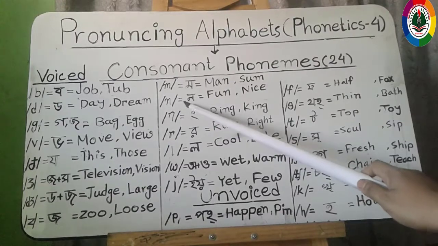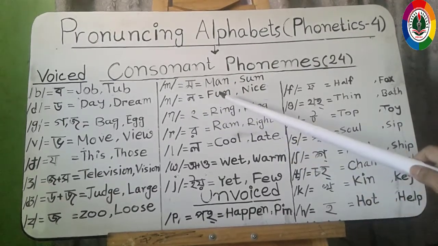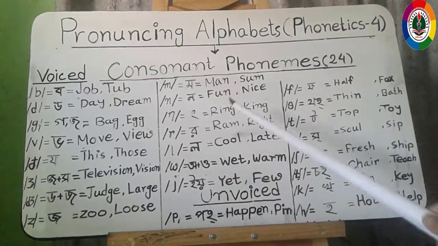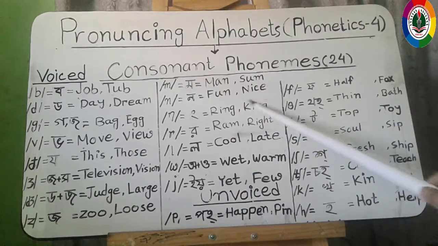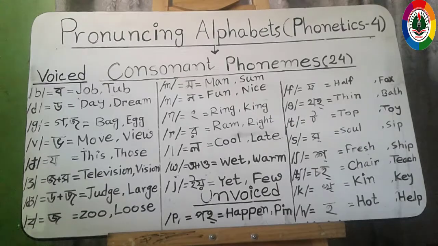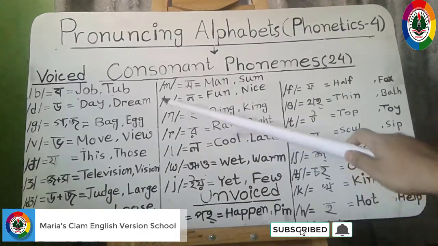The phoneme sound for this sign is "n", and the examples are like fun, nice. So while we utter fun and nice, we find the presence of the sound "n", and these two words also make our vocal cord vibrate at the place of these two ends. Let's move to this sign.